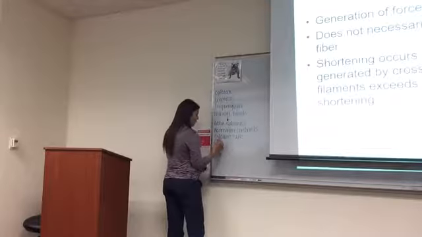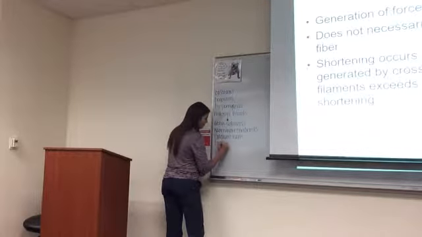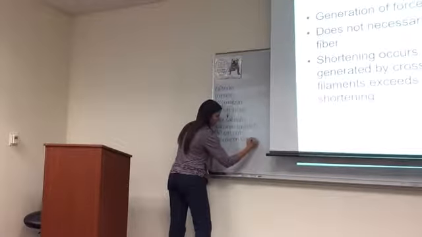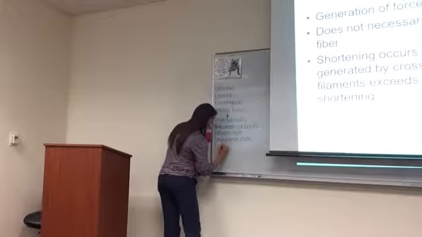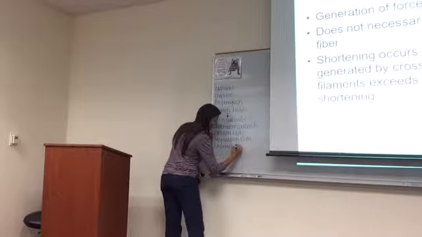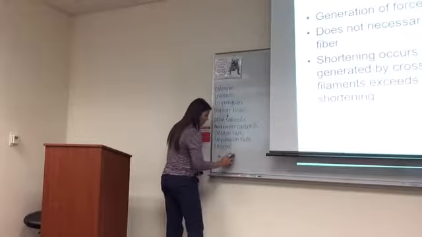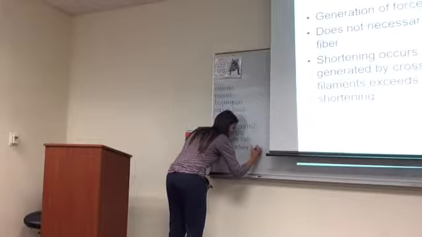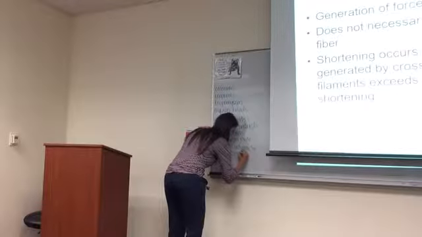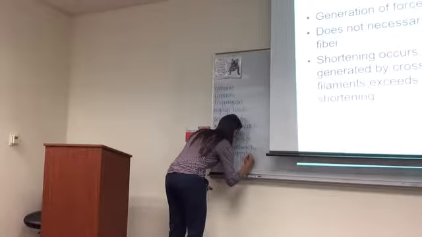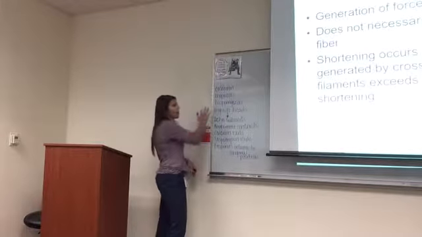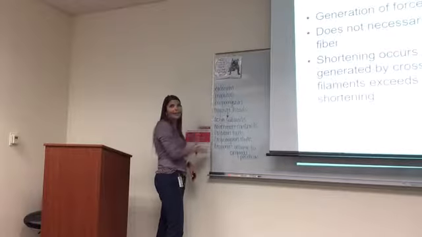Tropomyosin slides back, and troponin goes back to its original shape. Returns to original position. And now the muscle is relaxed. It's no longer contracting. This is initiated and ended by calcium.